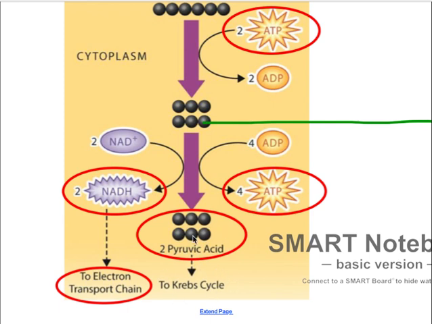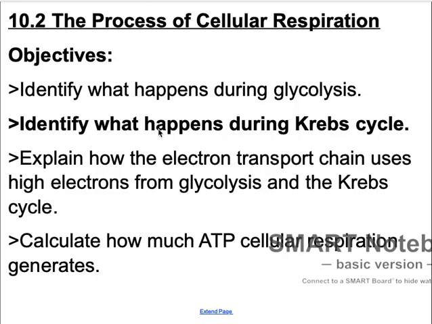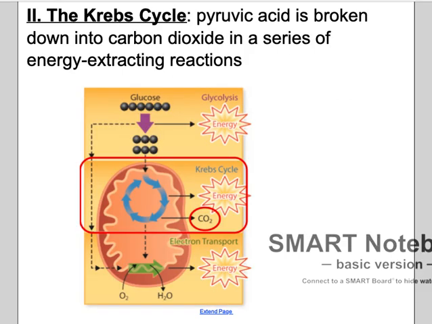Now, we are going to talk about the fate of pyruvic acid. If oxygen is present, it is going to move on to the Krebs cycle, which is in the mitochondria. So we are going to go through the second stage of cellular respiration. This is where pyruvic acid is going to be broken down into carbon dioxide in a series of reactions. And we're also going to create a little bit of ATP, but not much.